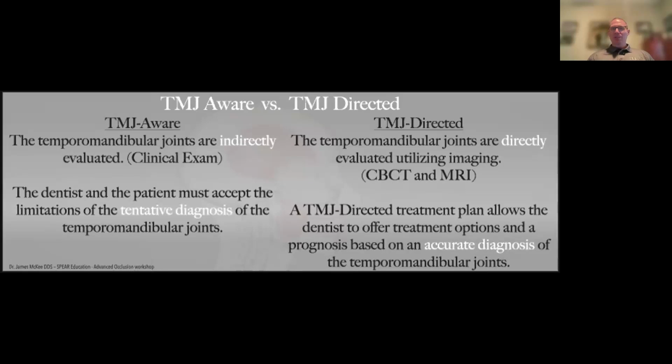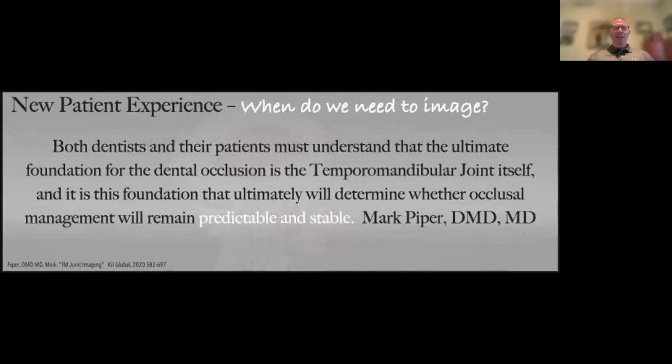And when we get that accurate diagnosis, it allows us to have a discussion on prognosis and give them treatment options. Because Dr. Piper said that the dentist and the patient need to know that ultimately the stability of the system comes from the temporomandibular joints. And if we want to predictably treat patients with a stable occlusion, we have to make sure that the joints are stable.